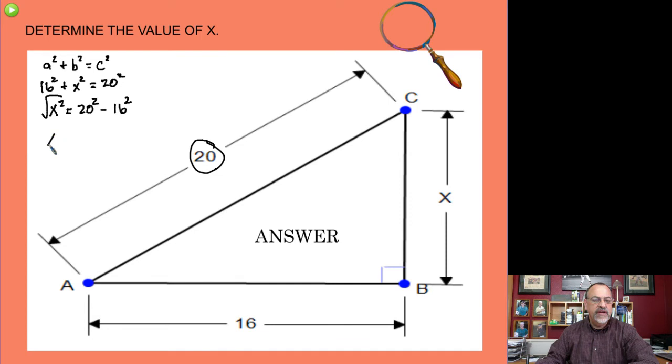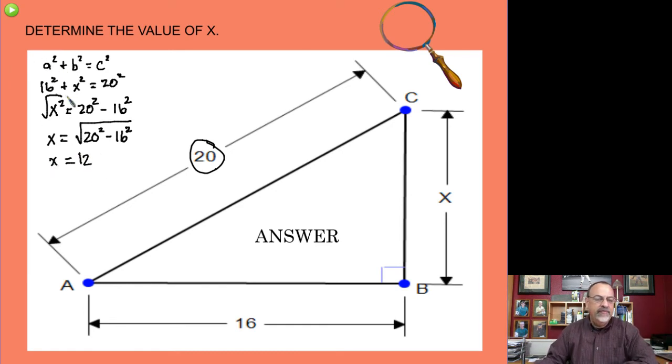And then solving for x, taking the square root of both sides, this is going to end up being the square root of 20 squared minus 16 squared. So what is x? Now if this comes out even, I can do this on my calculator in one step. Because my calculator has a square root function on it, I can do square root, and then I can just enter in 20 squared, because I have a squared key, minus 16 squared, and then I can do one calculation, and the answer is 12.